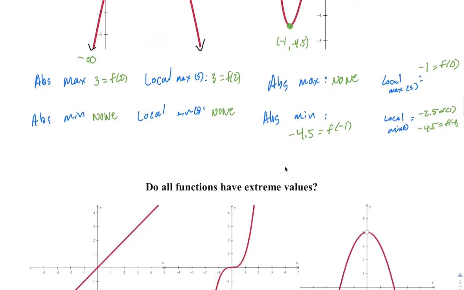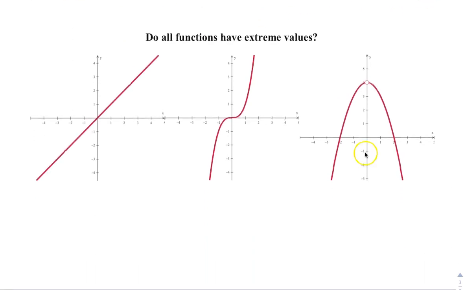So let's look next. Do all functions have extreme values? No. Right? So here are 3 examples of things that have no extreme values. Is there an absolute max here? No, there's not. This graph goes on forever. There's no number it stops at. Is there an absolute min? No, there's not. The graph goes on forever. So no extreme values.